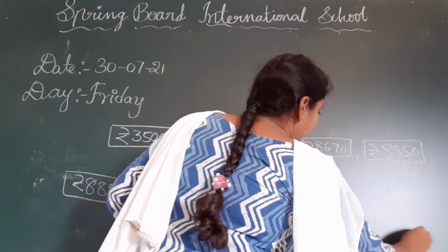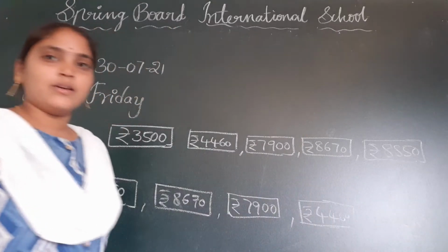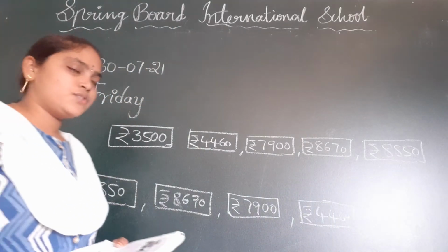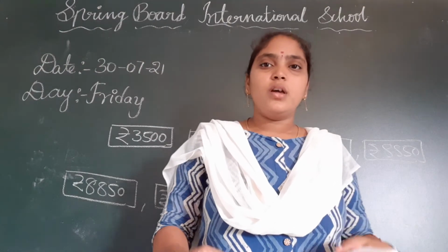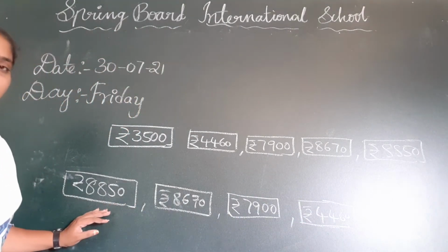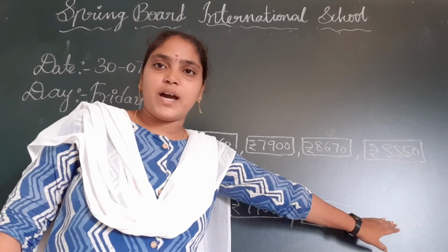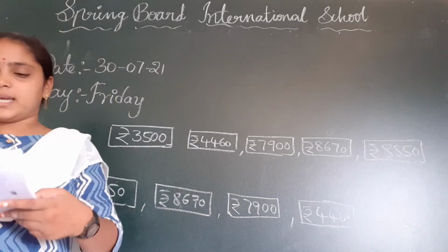4460 and 3500. You have to arrange the prices from highest to lowest. So first, 8850 is the highest price and 3500 is the lowest price.